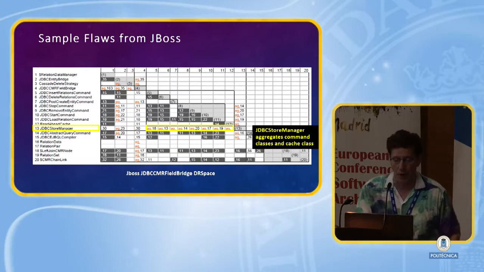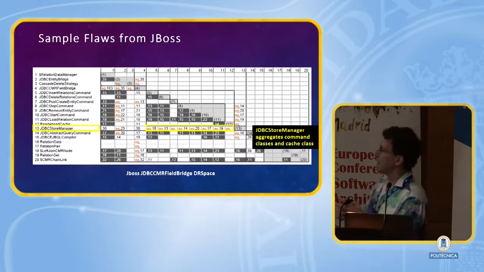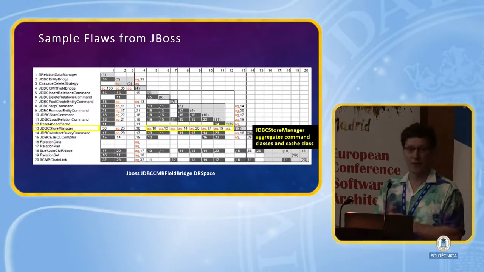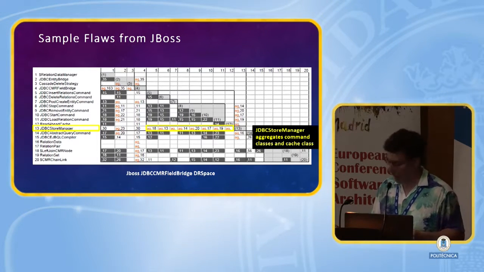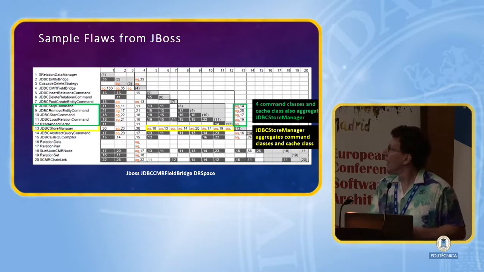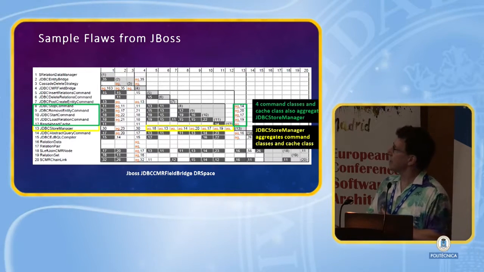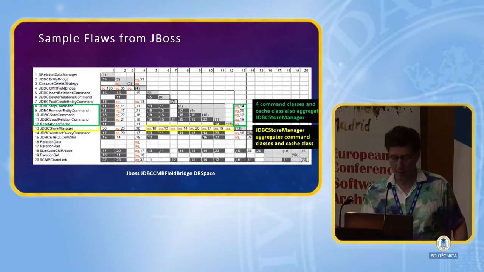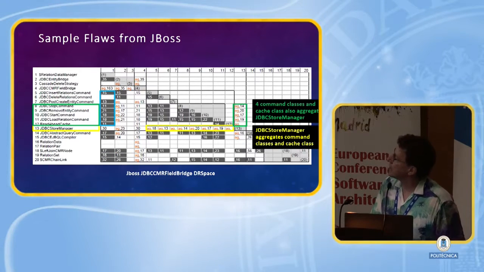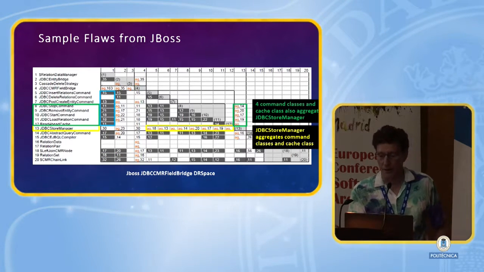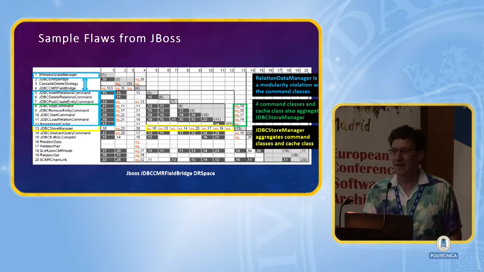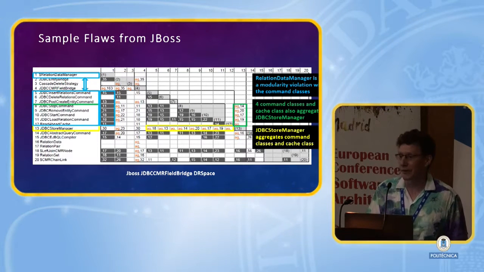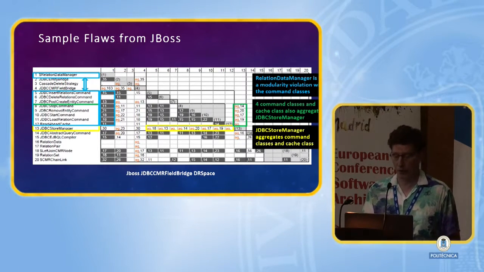So here's an example from JBoss. So here you see the JDBC Store Manager, which aggregates a set of classes, command and cache classes. But the command and cache classes themselves aggregate JDBC Store Manager. So there's a cyclic dependency among those files. Here we can see a set of dependencies between the command classes and relation database manager. So these are in a modularity violation flaw with each other.